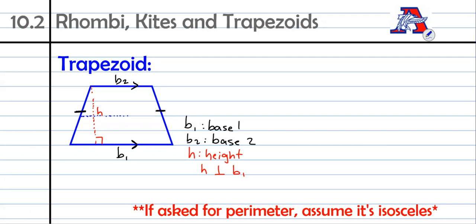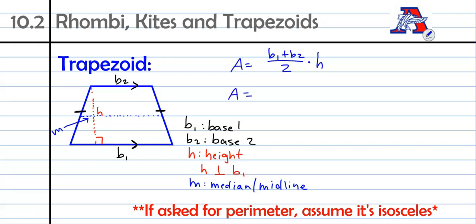All right. So when it comes to area, we actually have a couple different ways to do it. If you're given the median, so I'm going to draw in a median or midline. I'm just going to call it M. M is median or midline. Different people call it different things, so we'll make sure that we know both of them. So what we can do is, for area, we can either do base 1 plus base 2 divided by 2 times the height. Or if we know what the median is, or it's easy to find, then all we have to do is median times height.